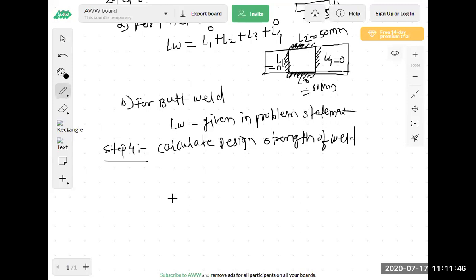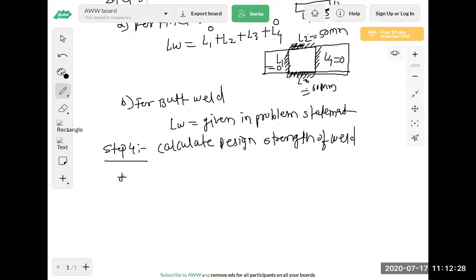Whatever type of joint is there, that strength we have to calculate. If a fillet weld is given, we have to use the formula of the fillet weld only. If a butt weld is given in the problem statement, we have to use the formula for the butt weld. For butt weld there are two formulas, one for tension and one for shear. If a shear load is given, we use the shear formula. If a tension load is given, we use the tension formula of the butt weld.